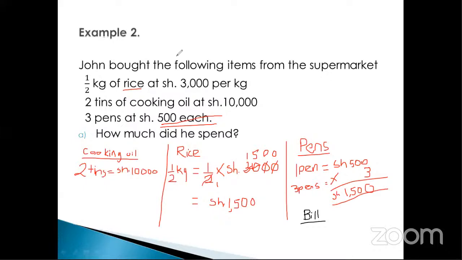Yes, Dennis and Mildred, we add all the items. So here we are going to add 10,000 shilling, isn't it? Because 10,000 shilling is for cooking oil. So we add 10,000 shilling. We come and add 500 shilling.